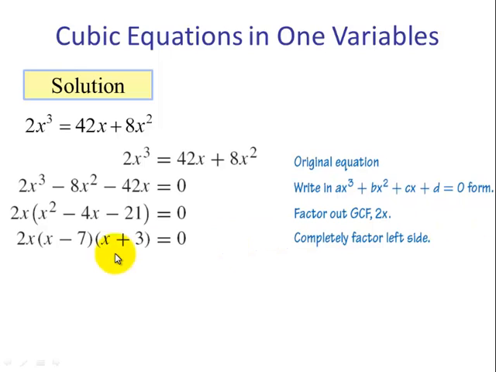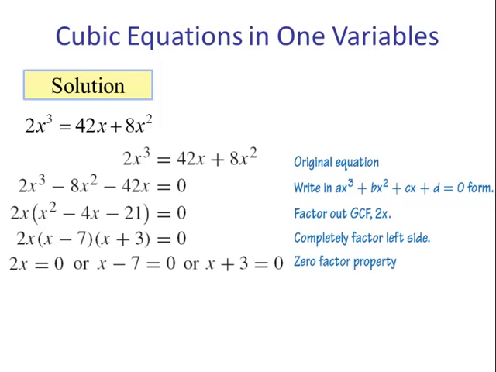Just like in our previous example, here in this case we have 2x as a factor, x minus 7 as a factor, and x plus 3 as a factor. So one of these factors equals 0 because the product is 0. So setting all three of these equal to 0, we have x equals 0, or x equals 7, or x equals negative 3.